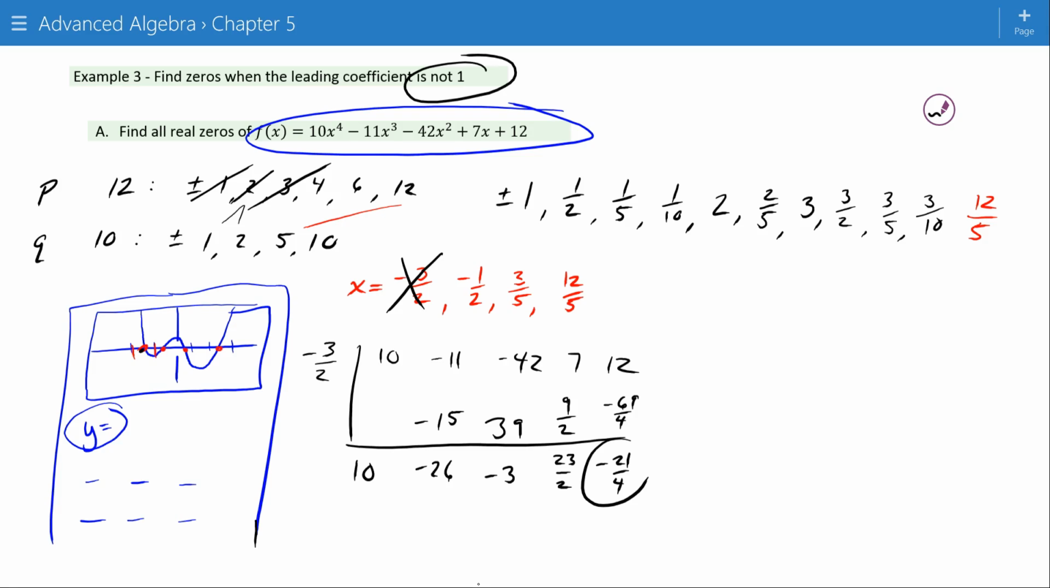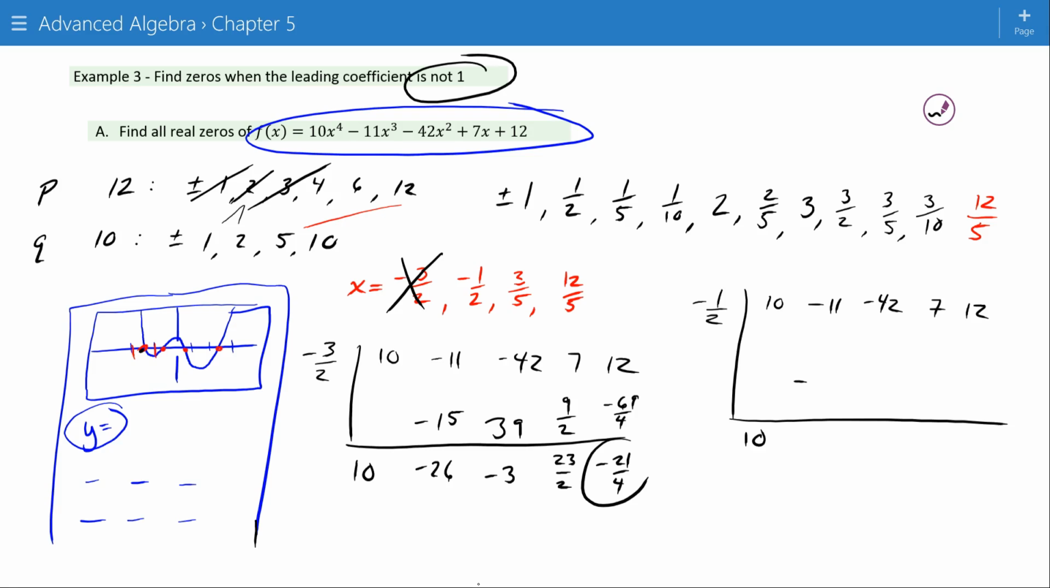So let's try to go for our next one that we picked, -1/2. Same deal. We're going to do synthetic with it. Hopefully it works. So let's plug it in. We'll drop the 10 down, multiply. We got 10, -11, -42, 7, and 12. I really hope this one works.